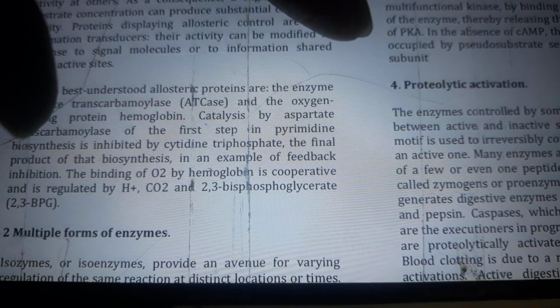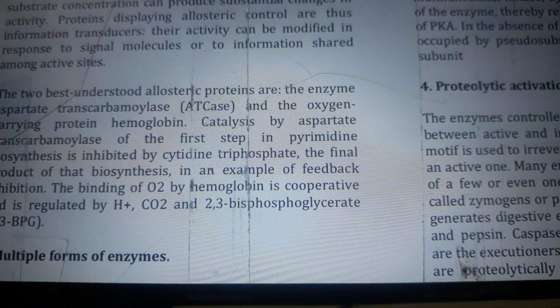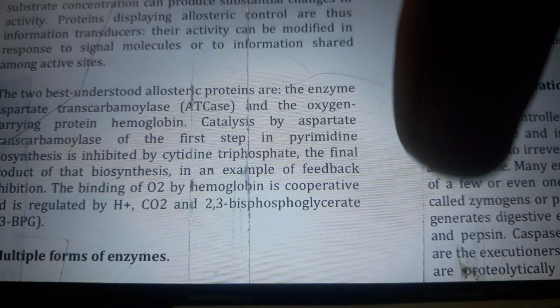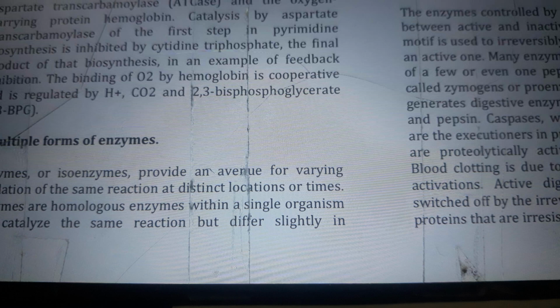As a consequence, a slight change in substrate concentration can produce substantial changes in the activity, and proteins displaying allosteric control are thus information transducers. The activity can be modified in response to signal molecules or to information shared among active sites. The two best understood allosteric proteins are the enzyme aspartate transcarbamylase, ATCase, and the oxygen-carrying protein hemoglobin.